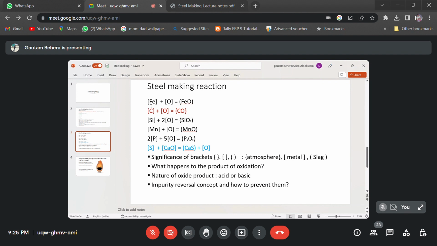Come see the left side: iron, carbon, silicon, manganese, phosphorus, sulfur. All are having which kind of bracket? Square brackets, is it so? And also you can see the reactant, this oxygen, all are in square brackets, right? But in the right side, the product side, some brackets are round, some are curly, this kind of brackets.